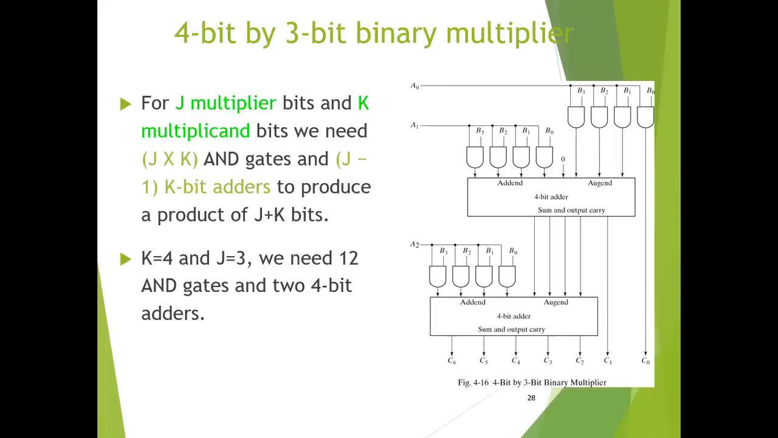So it is the binary multiplier which can be used to multiply binary represented numbers and obtain the product of any number of bits. As the number of bits of the multiplier and multiplicand increases, the number of gates and 4-bit adders required will also increase.